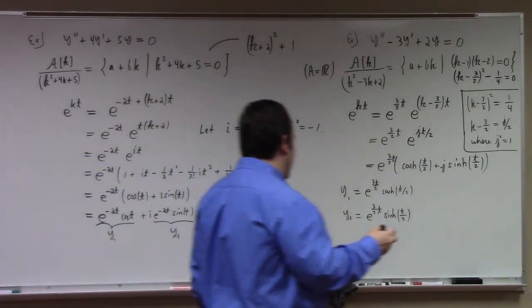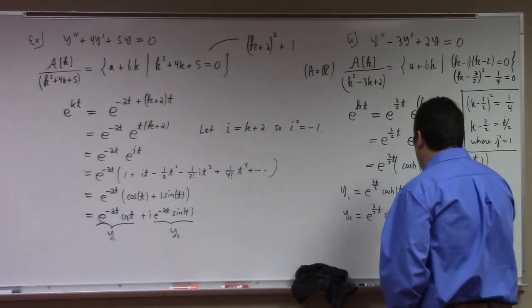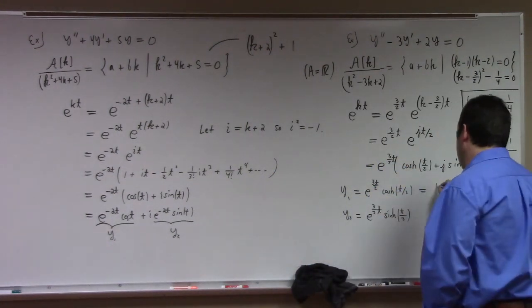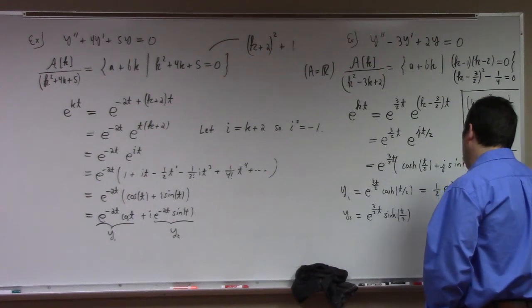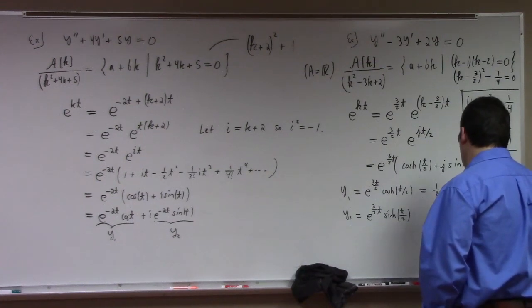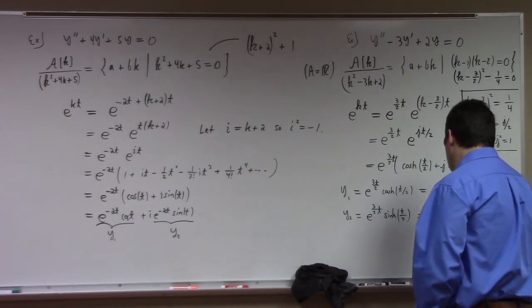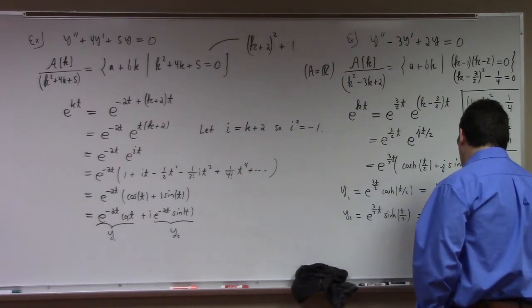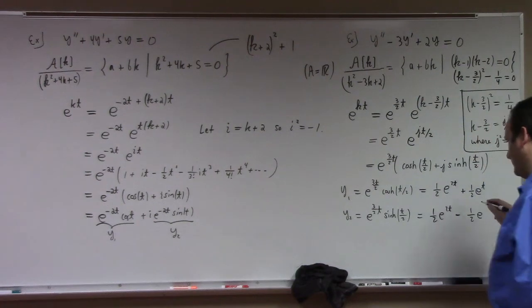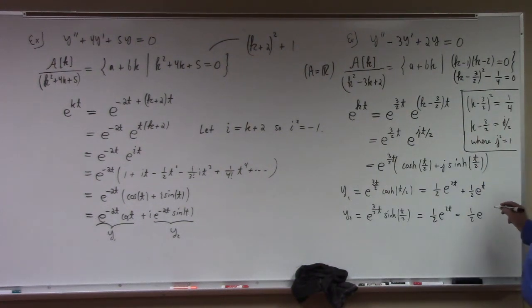And of course this, you can repackage. What is this? That's 1/2 e to the 2t plus 1/2 e to the t. And this guy, 1/2 e to the 2t minus 1/2 e to the t.